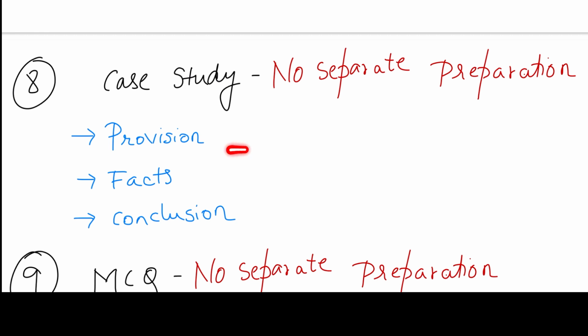Facts: just write in point-wise form what the question is. Conclusion: just apply the provision and write it in your own language, but make sure it is a bit professional. This way we can at least score half of the marks.